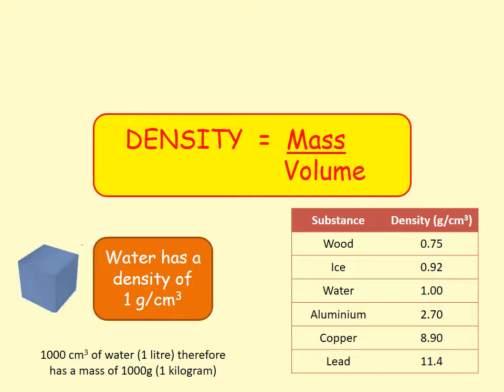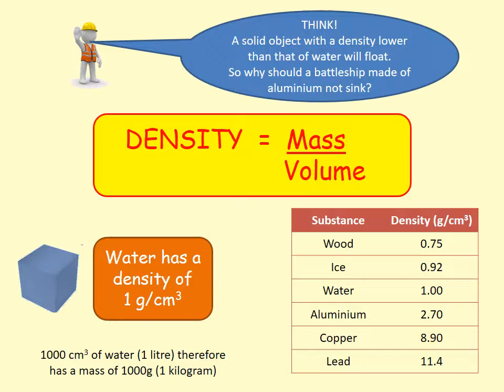Other objects have different densities. So for example, wood has a density of 0.75 grams per centimeter cubed, whereas lead, which is a lot denser, has a density of 11.4 grams per centimeter cubed. So a solid object with a density lower than water will float. This is why wood floats and lead sinks. But then again, why should a battleship made of aluminium not sink? Because aluminium has a density of 2.7 grams per centimeter cubed. Something for you to think about.